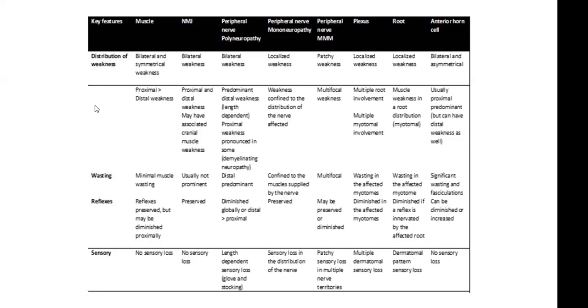Also please understand this. There are very characteristic features of a lesion in these areas.